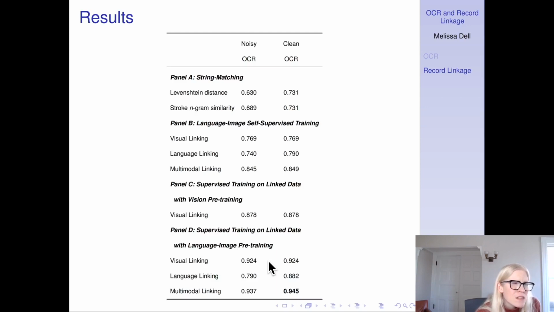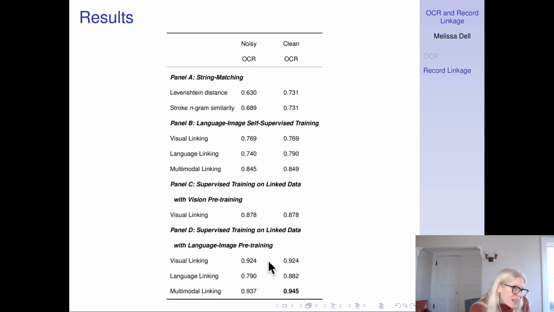Okay, panel B is only doing the self-supervised training. And you can see when we use the pooled vision language embeddings, we get up to almost 85% accuracy. And it doesn't matter if you have a noisy or a clean OCR, because now you have the vision encoder. So even though your text is noisier, it doesn't matter, or it doesn't matter much at least, because you have that vision encoder. Okay, if we do supervised training with only vision pre-training, so there's no language in this model, this is just using ViT to do vision matching, we get about 88% accuracy.